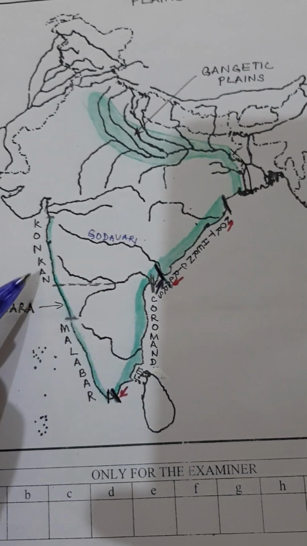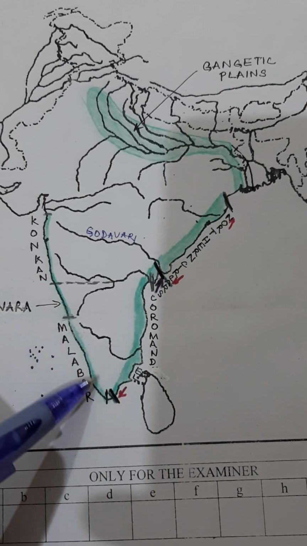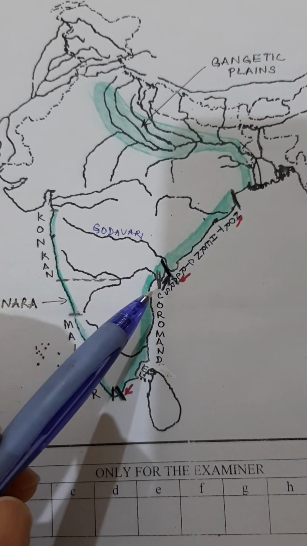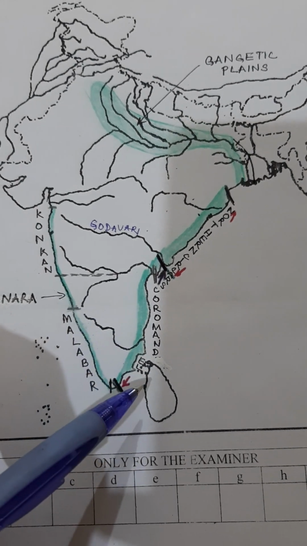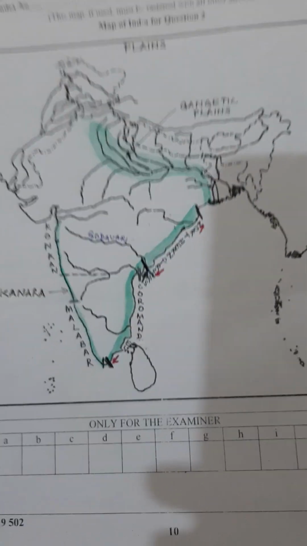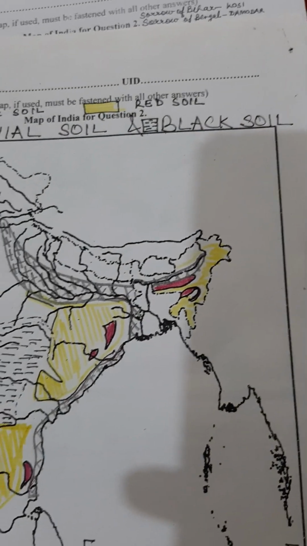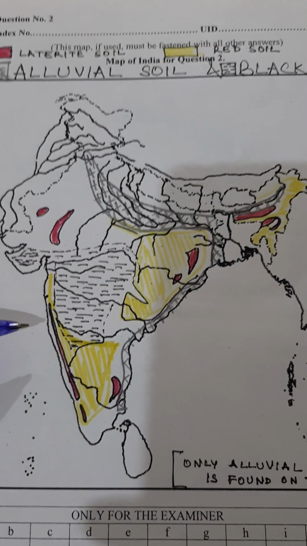So you will notice that western coastal plains are very narrow and eastern coastal plains are very, very broad, because the rivers here are making deltas. So these are the plains. Next we have the types of soils.